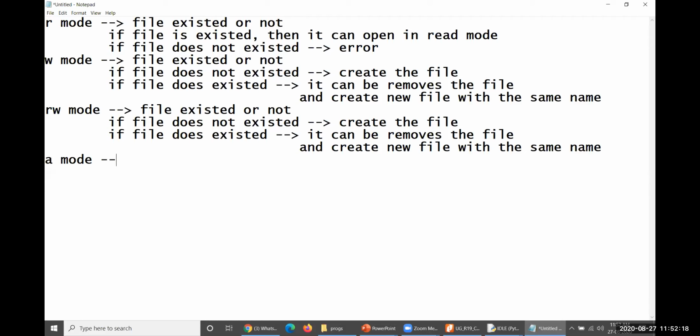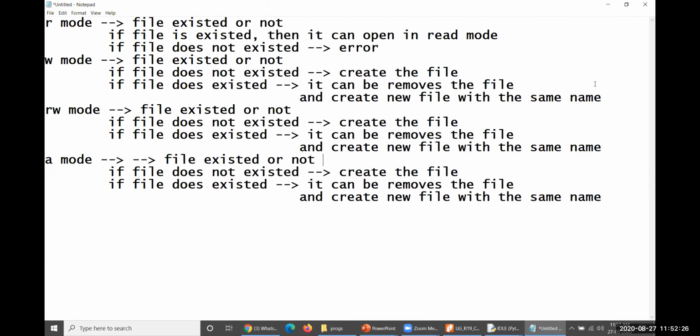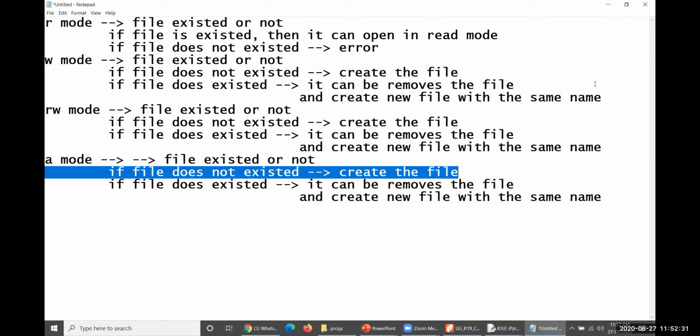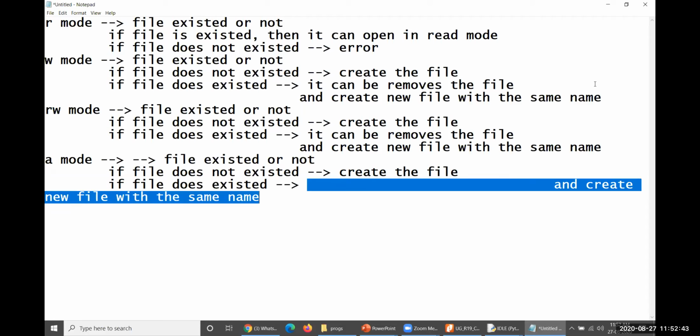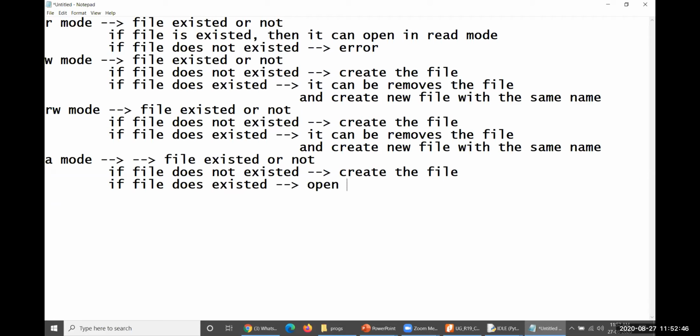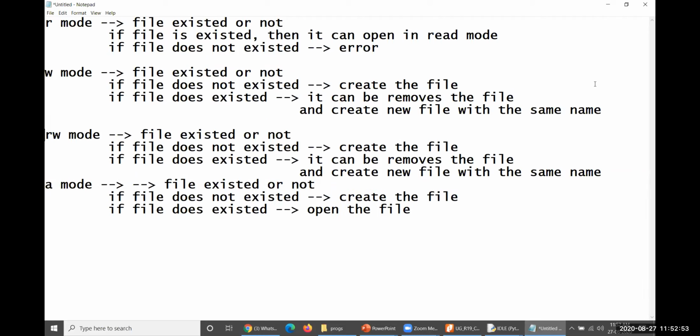In A mode, it is also checking whether the file exists or not. If the file does not exist, it will automatically create the file. If the file really exists, it cannot remove the file, it just opens the file. So that is the basic difference between these four different types of modes.